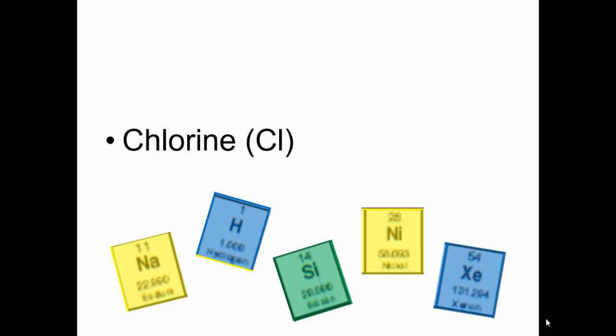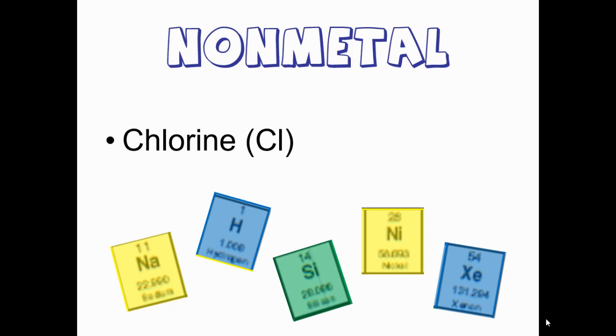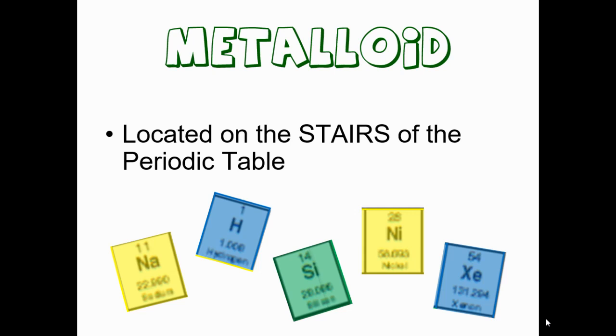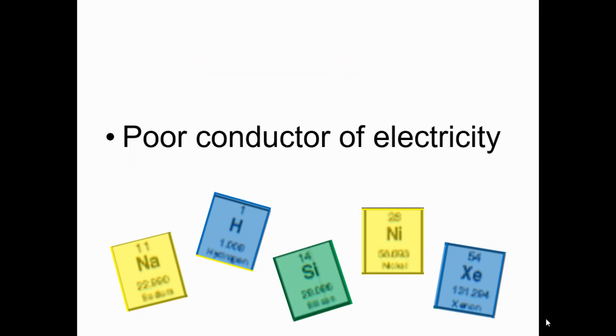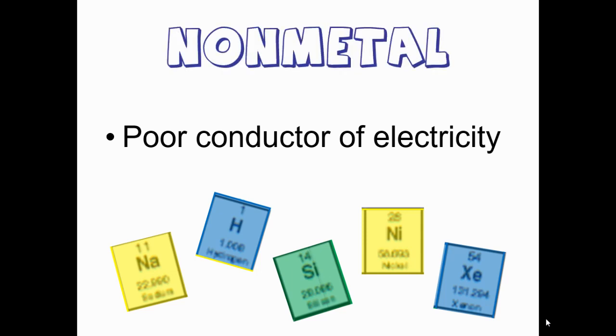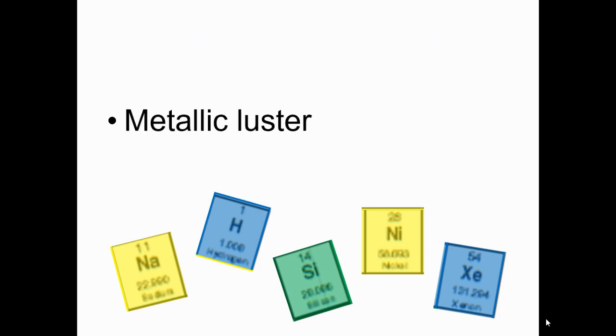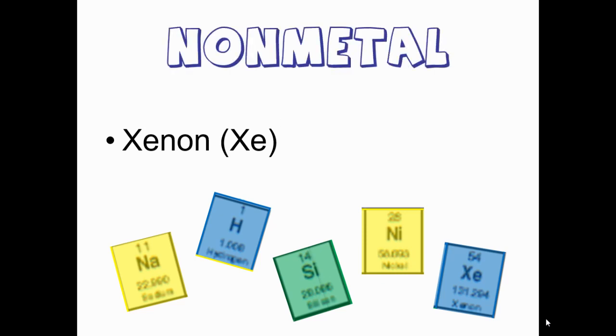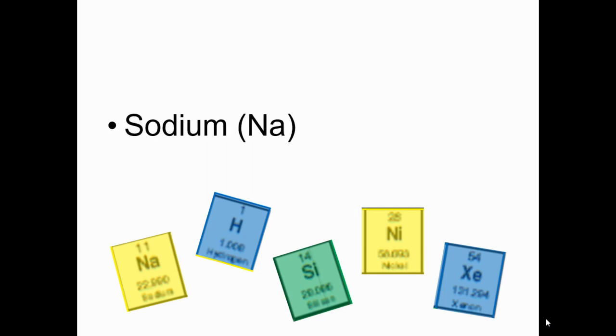Chlorine is an example of a nonmetal. An element located on the stairs of the periodic table is a metalloid. An element that is a poor conductor of electricity is a nonmetal. An element with metallic luster is a metal. Xenon is an example of a nonmetal. Sodium is an example of a metal.